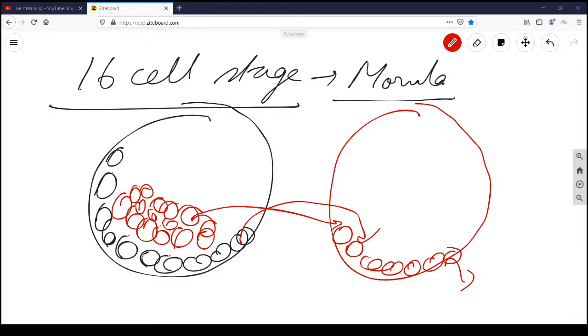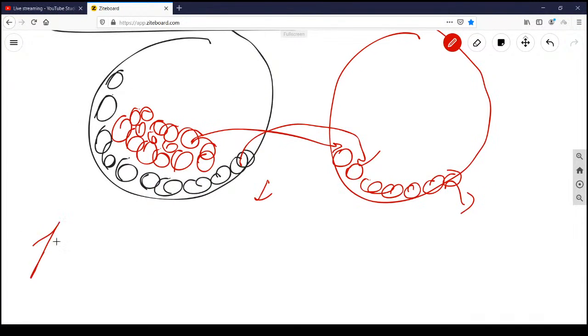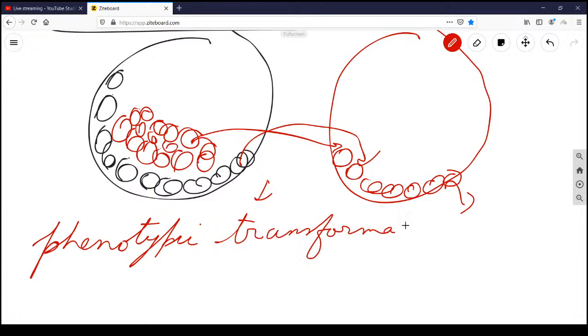by the 32 cell stage, many of the genes will be epigenetically silenced, and this capability for phenotypic transformation would be largely lost. This type of phenotypic transformation ability, which scientists have discovered, would be completely lost.